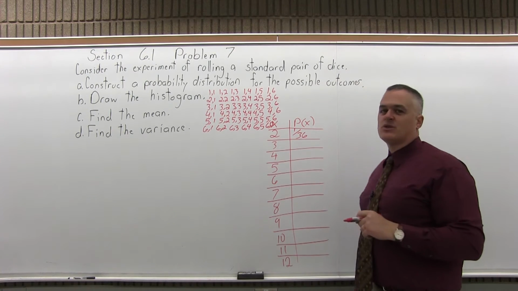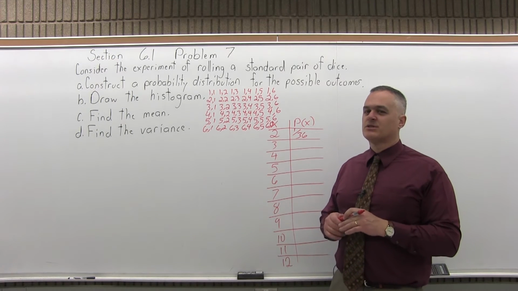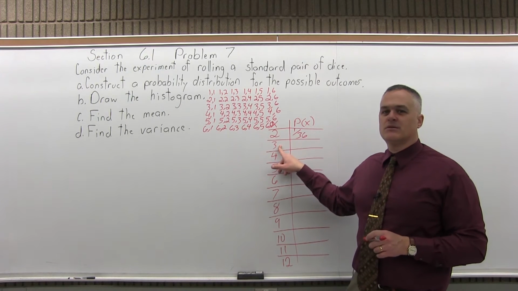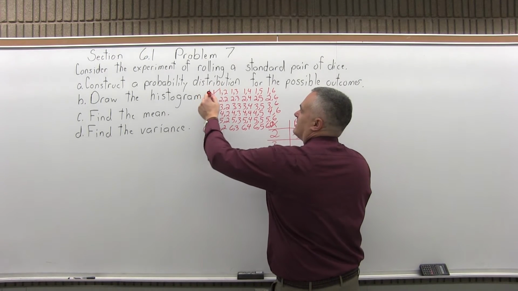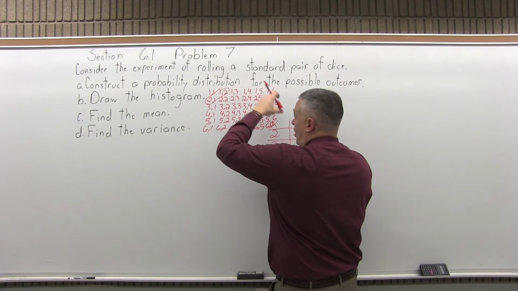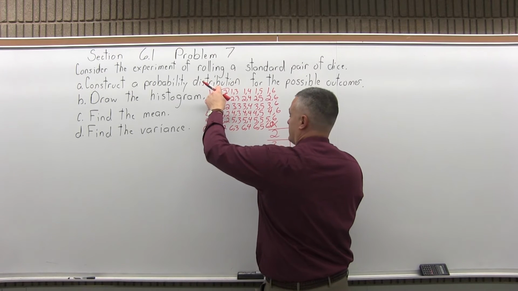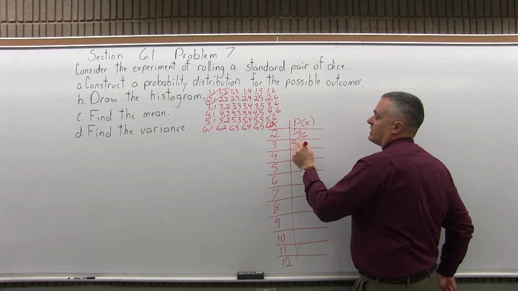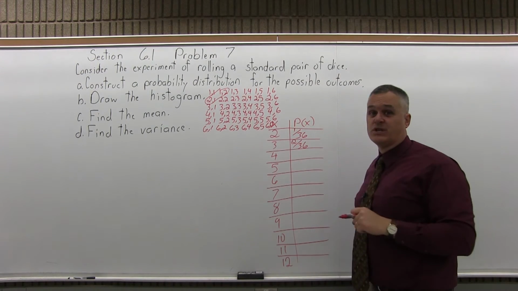I can reduce these or turn them into decimals, but I'm going to leave all the denominators the same. It's going to make some of the computations a little easier later on. How about getting a 3? What's the probability of rolling a 3? Well, there's 2 rolls that give me a 3 out of all the rolls there are, out of 36 rolls altogether. So the probability of rolling a 3 is 2 out of 36.